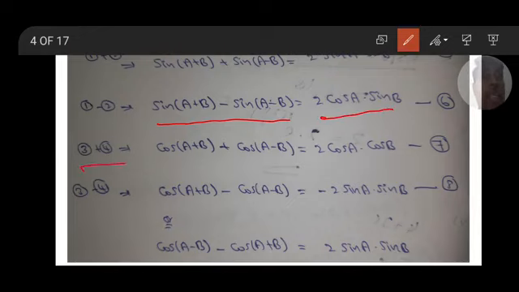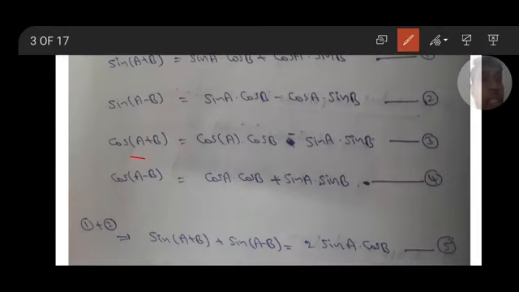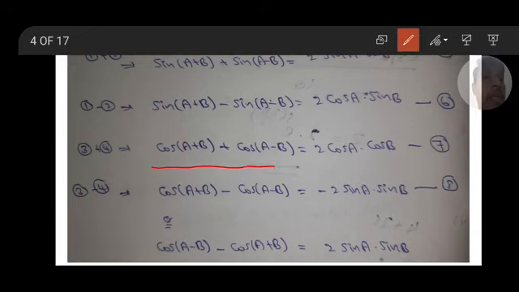Next, equations 3 plus 4. If you add 3 plus 4, what will we get? Cos of a plus b plus cos of a minus b, these two are added, 4 terms. The minus sin a sin b plus sin a sin b cancel. Cos a cos b plus cos a cos b means 2 cos a cos b. That is another formula: cos of a plus b plus cos of a minus b equals 2 cos a cos b.